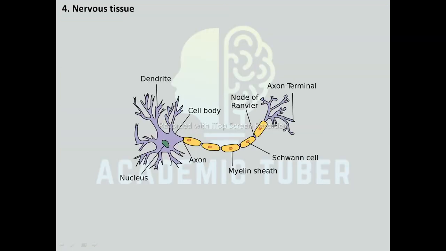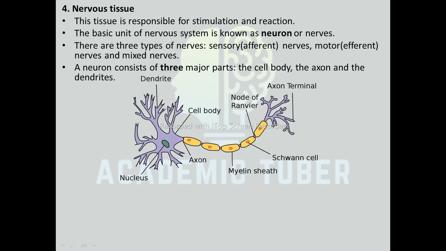Nervous tissue. Here is a diagram showing nervous tissue. The tissue is essential for stimulation and reaction, and the basic unit of the nervous system is known as the neuron or nerve. There are three types of nerves: sensory afferent nerves, motor efferent nerves, and mixed nerves.